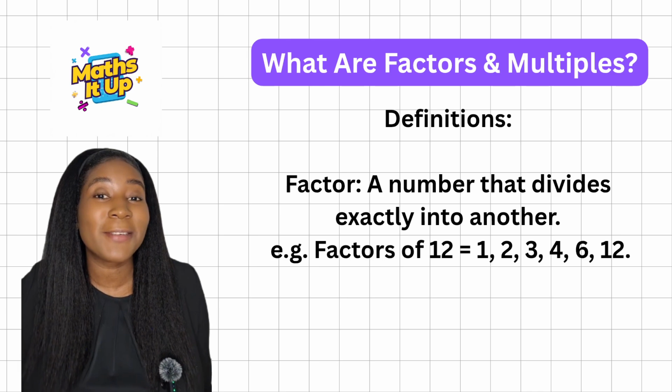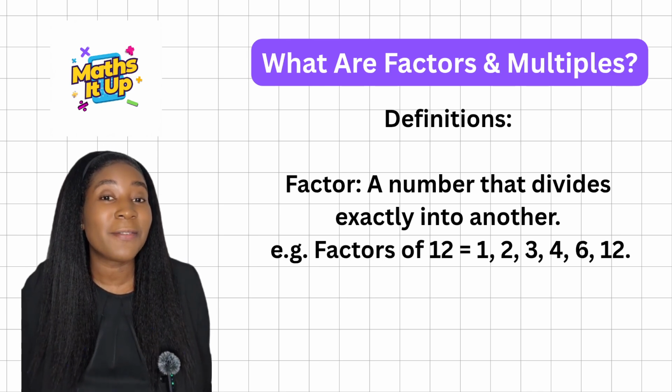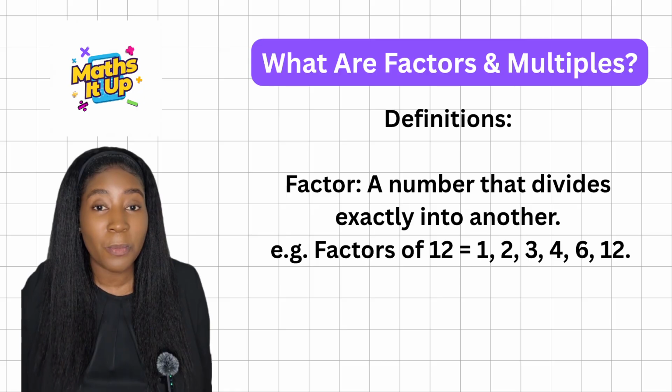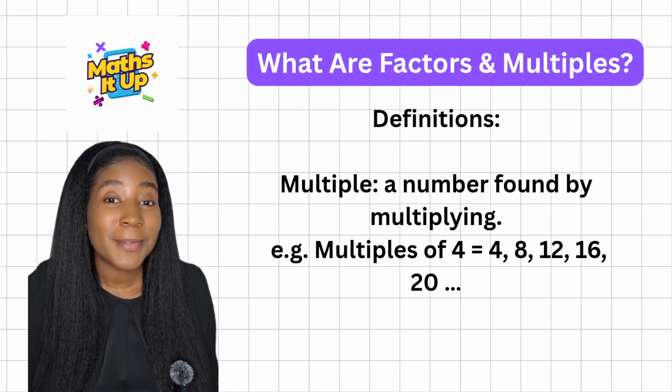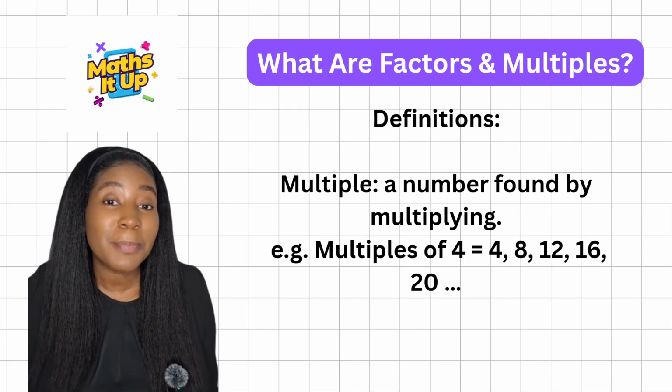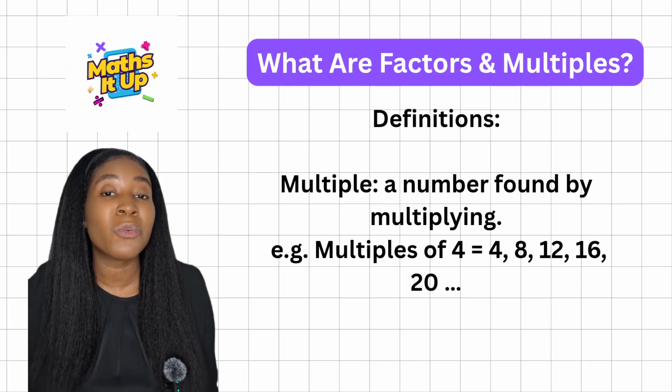Now let's look at factors and multiples. Now a factor is a number that divides exactly into another number. For example, the factors of 12 are 1, 2, 3, 4, 6, and 12. Now multiples. Multiples are formed by multiplying a number by another number. For example, the multiples of 4 are 4, 8, 12, 16, 20, and it goes on forever.